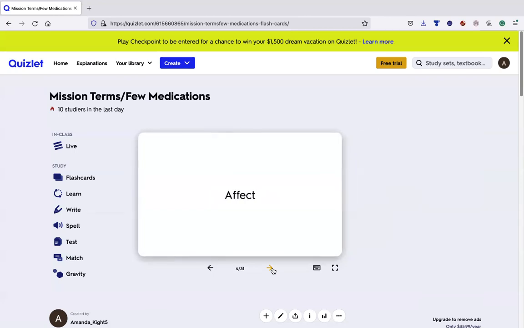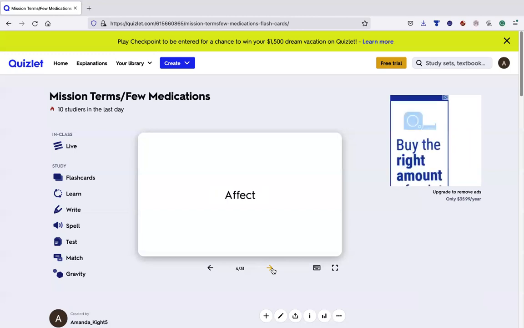Affect, when I say affect, that has to do with your facial expressions. And that becomes very important, especially in clinical. You'll learn more about that and what that means. For example, if somebody had absolutely no facial expression, that's called a flat affect. And you'll learn the other affects when you are in clinical with me.